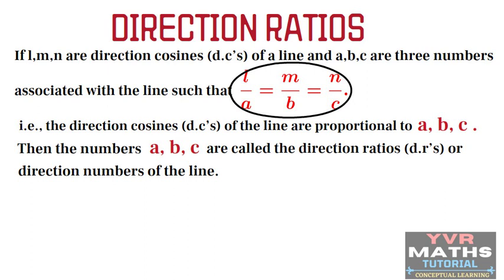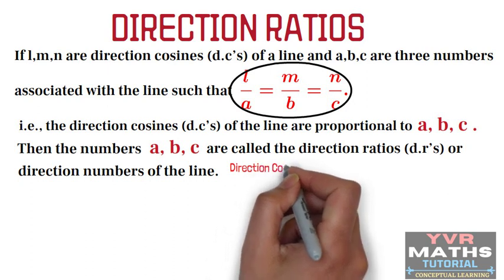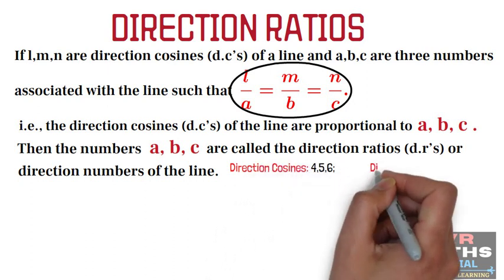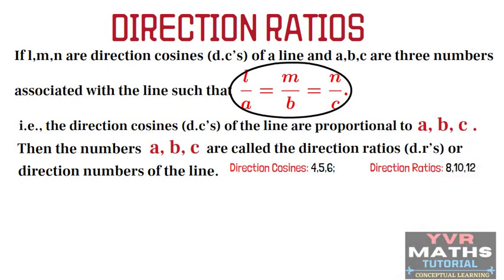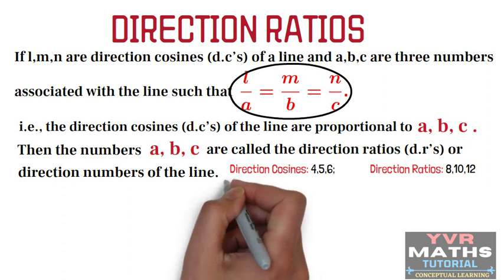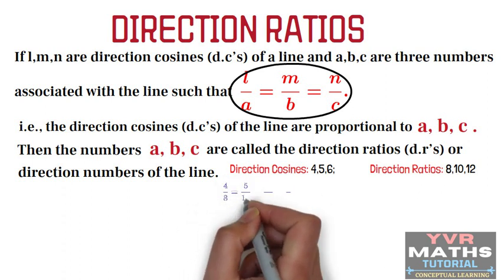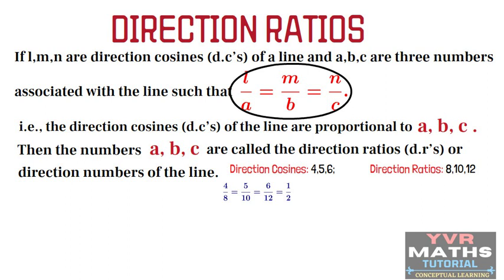Then what is the proportional constant here? I will discuss the proportional constant by taking an example. Let us assume direction cosines 4, 5, 6 and direction ratios 8, 10, 12. How can we say these 8, 10, 12 are direction ratios? Observe this relation: 4 by 8 is equal to 5 by 10 is equal to 6 by 12 is equal to 1 by 2. Here 1 by 2 is the proportional constant.